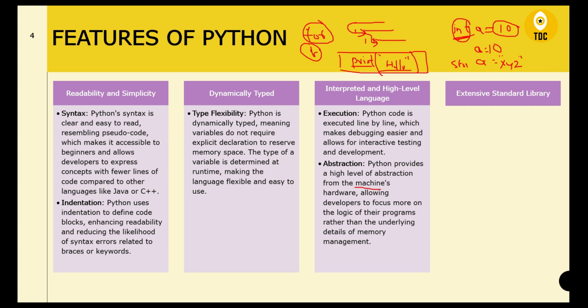Suppose you have a series of steps, like step 1, step 2, step 3, step 4, step 5, step 6, right? So it will execute line by line. First line, then second line, then third line, and so on and so forth.